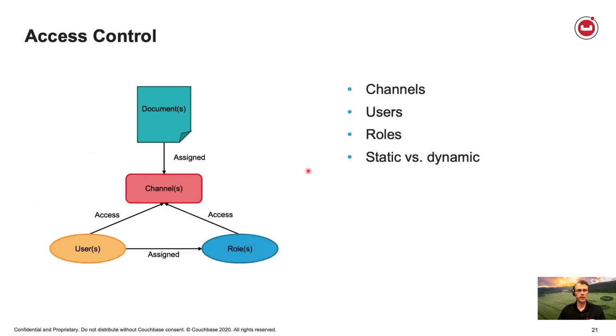Okay, and then a little bit more on the access control to show some of the relationships that come into play there. All right, documents are assigned to channels, which we just went through, right? And users have access to channels. I haven't really talked about roles too much, but there's also this concept of roles. Users are assigned to roles, and roles can also have access to channels.